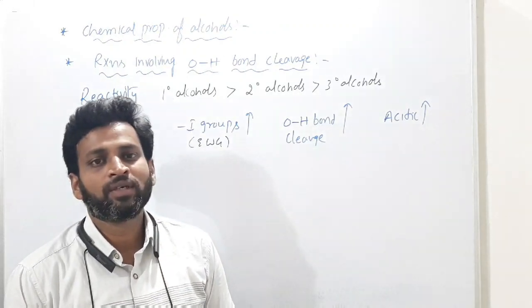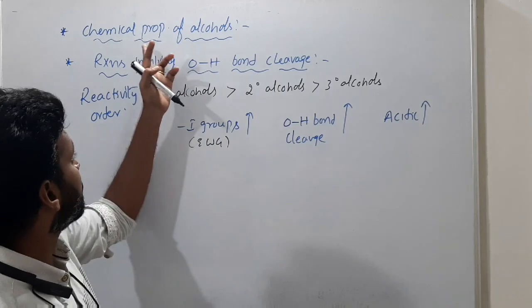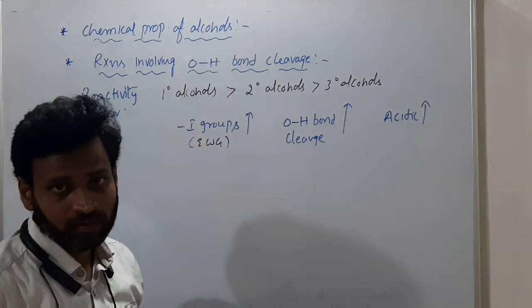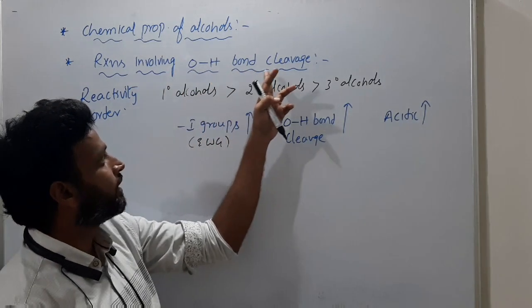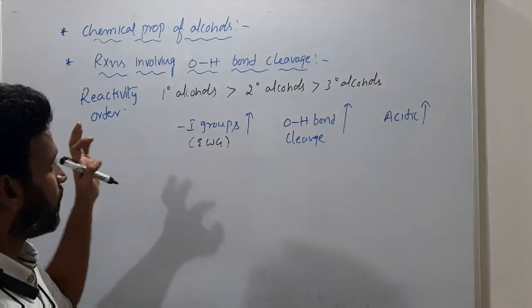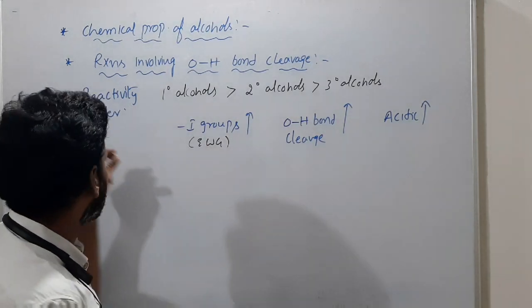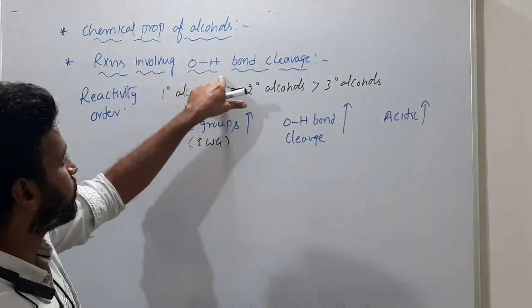Students, good afternoon. Now we will continue our class with chemical properties of alcohols. In that, we will mainly discuss reactions involving OH bond cleavage. As I was given previously, the order of reactivity towards OH bond cleavage.